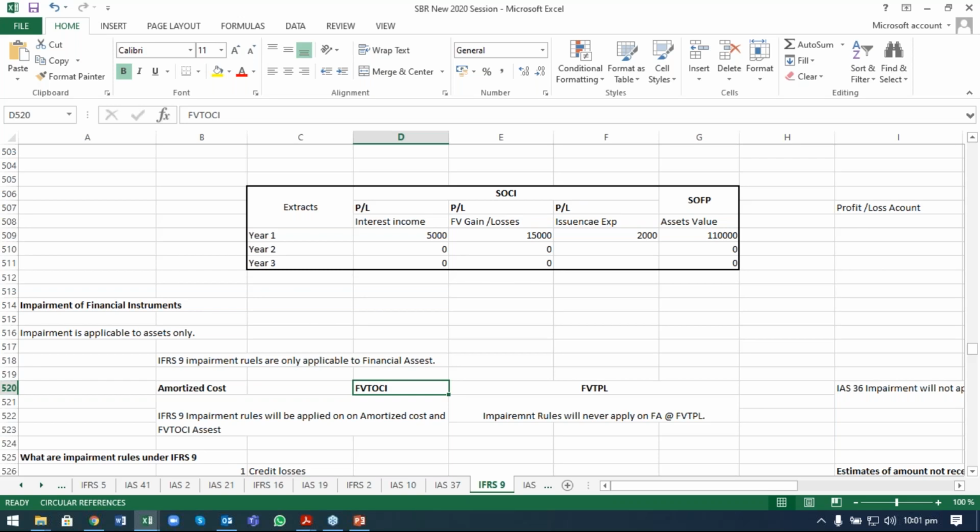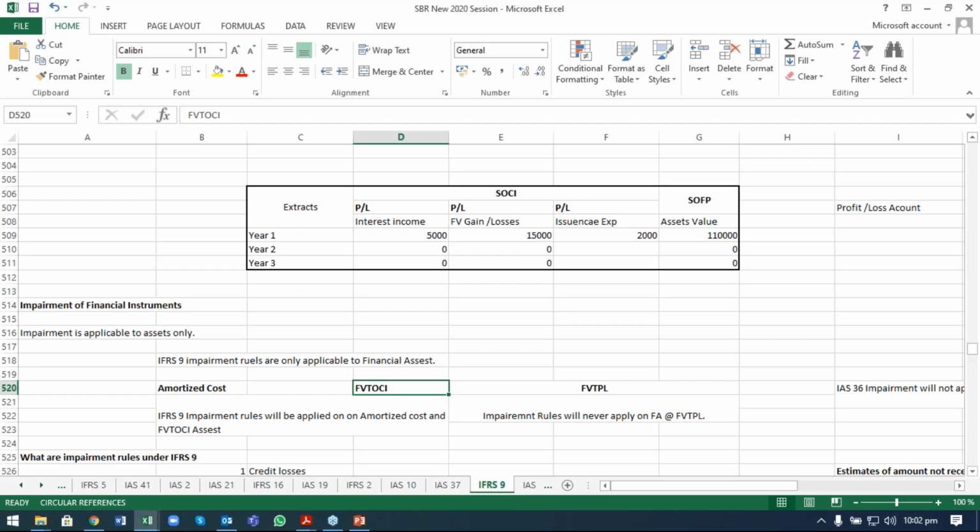Why? IFRS 9 itself provides rules and guidance on how the impairment should be charged. So we are not going to apply IAS 36 in this situation. We're going to apply IFRS 9 requirements on how to charge impairment. But as far as fair value through profit and loss financial assets are concerned, you are never going to charge impairment rules on such assets.